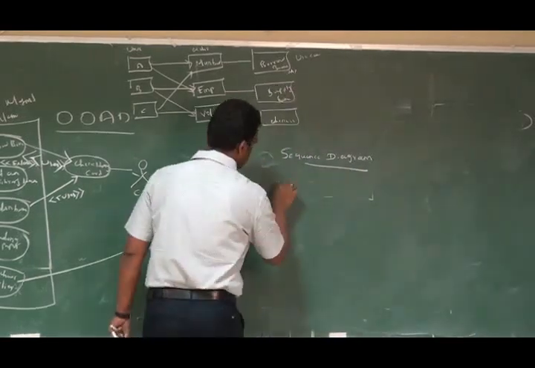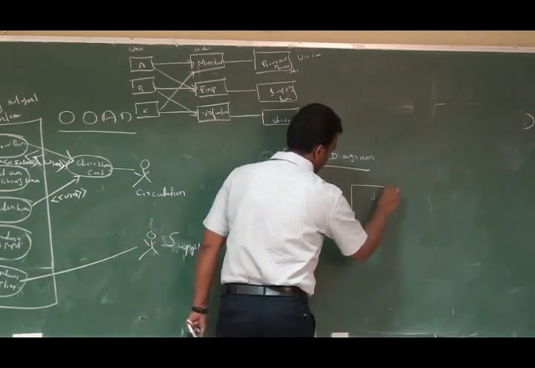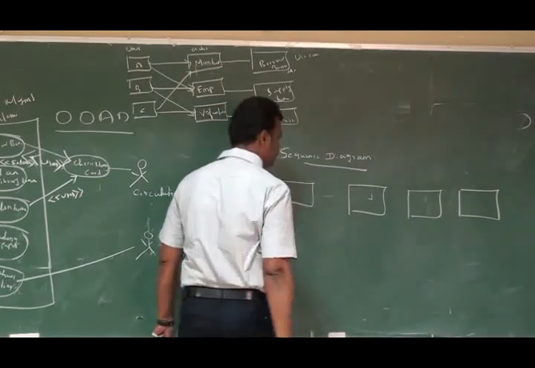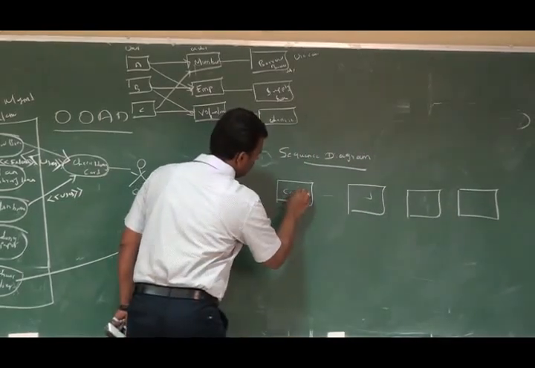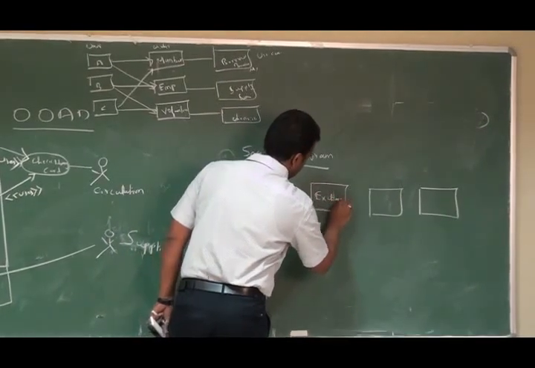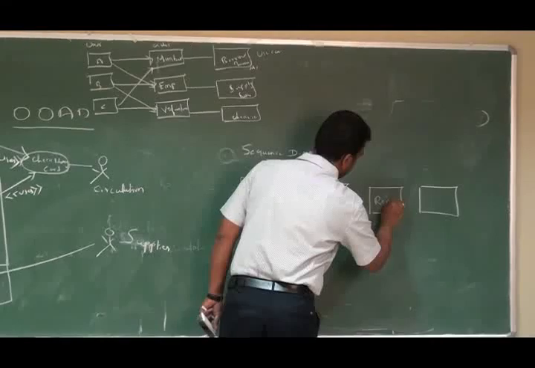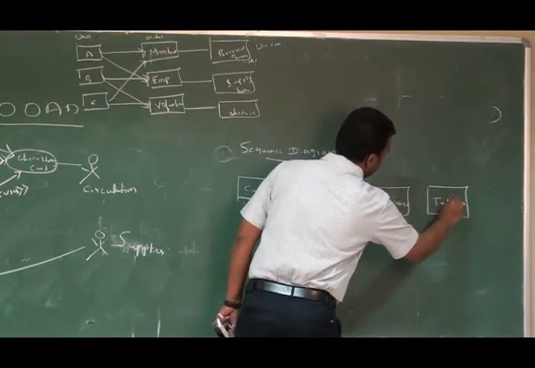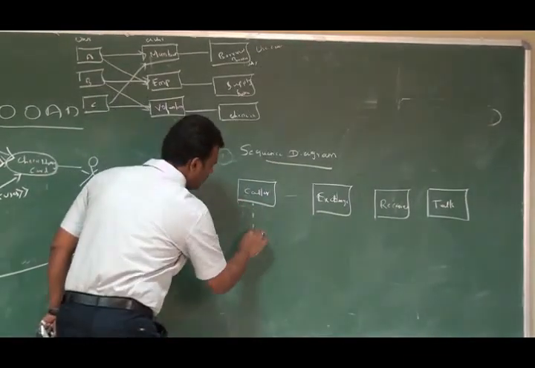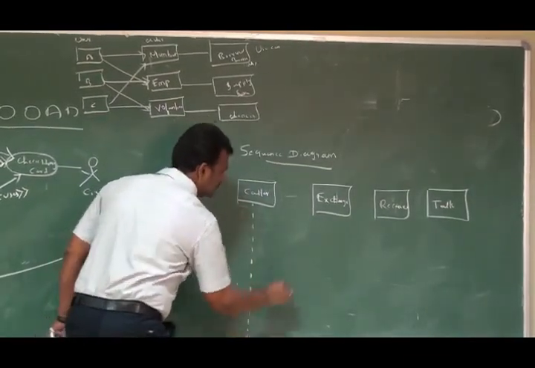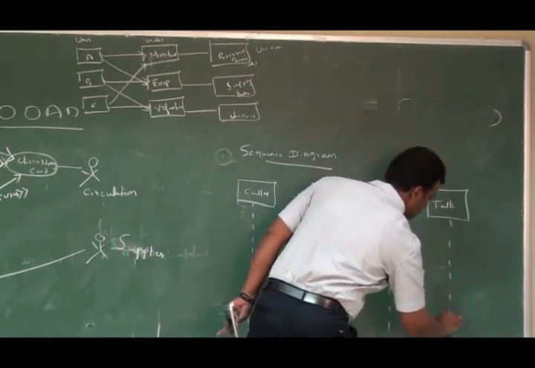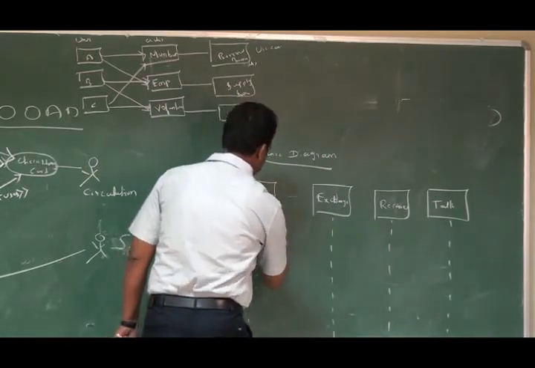For example, a sequence of activities that an object goes through during its life. The caller, exchange, receiver, talk. These are the objects. The boxes represent an object. The dotted line represents object existence. The first activity, from the caller to the exchange.